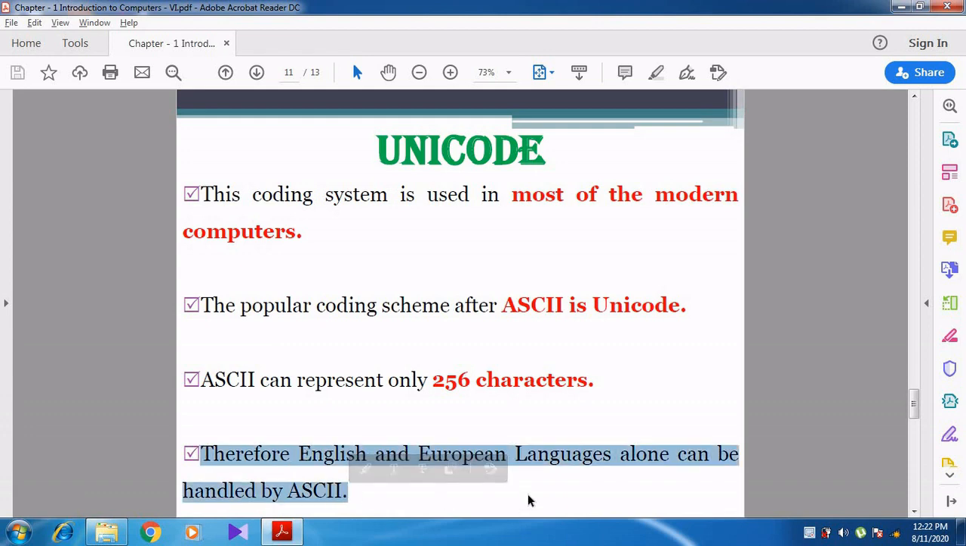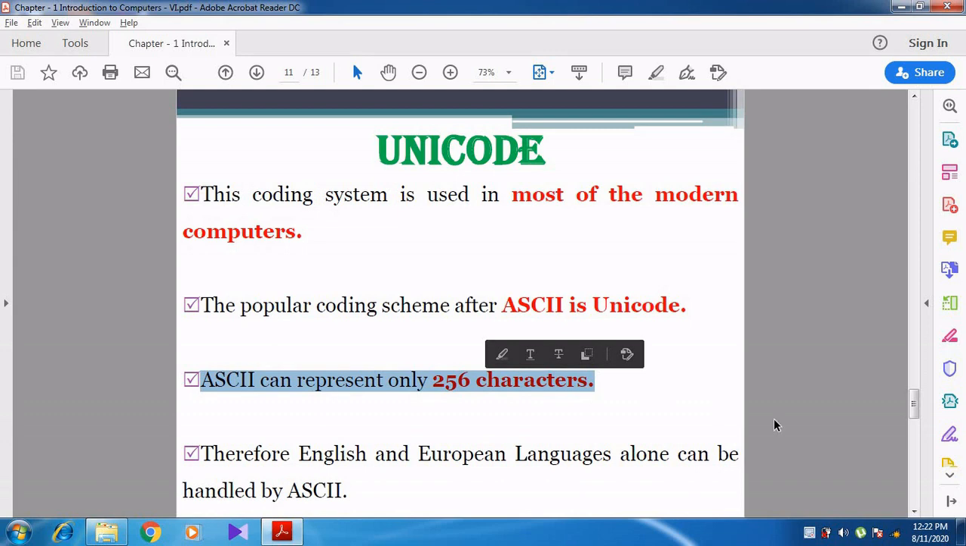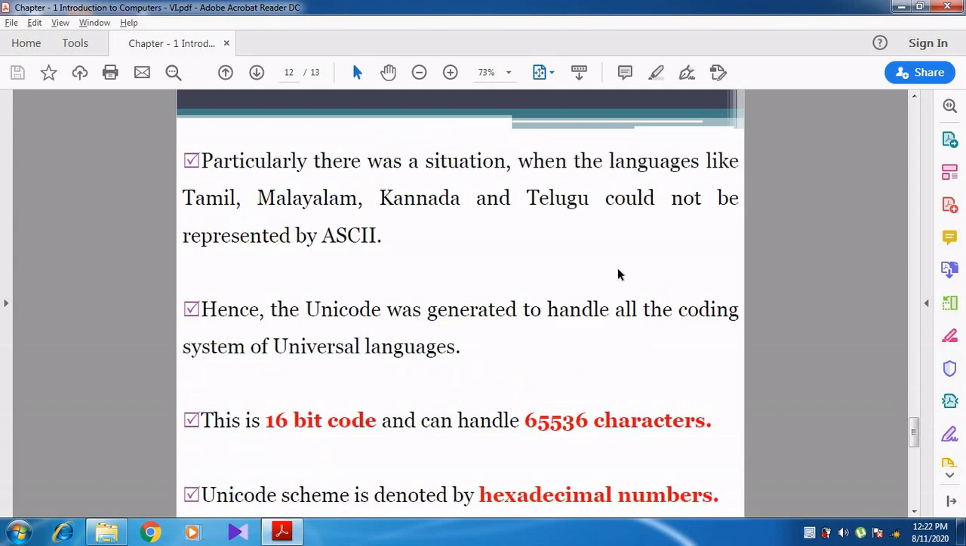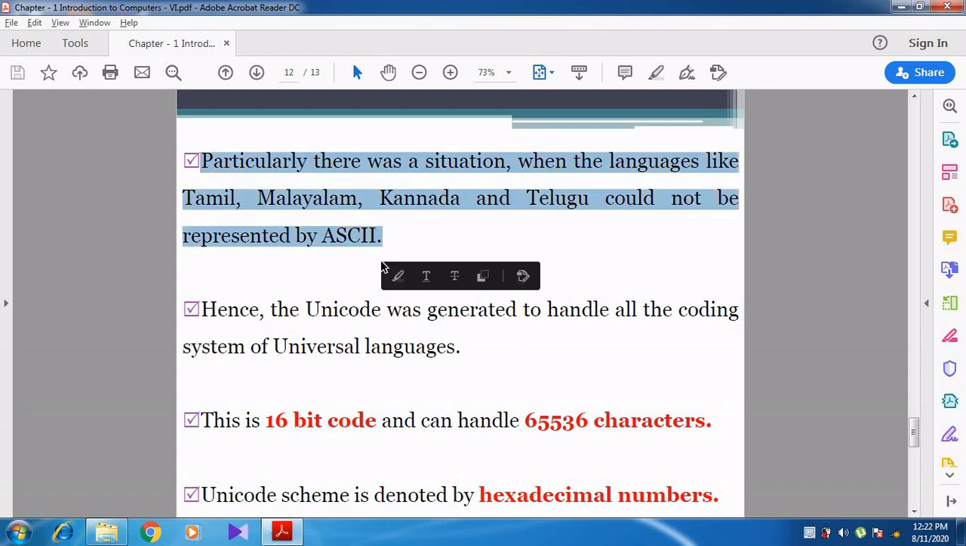Therefore, English and European languages alone can be handled by ASCII. ASCII cannot handle the other languages because it was developed by the Americans, right? So it can handle 256 characters. But when you go for Unicode, Unicode can handle all types of languages, whether it is Tamil, Malayalam, Kannada, Telugu, whatever it may be. These languages are not represented in ASCII.